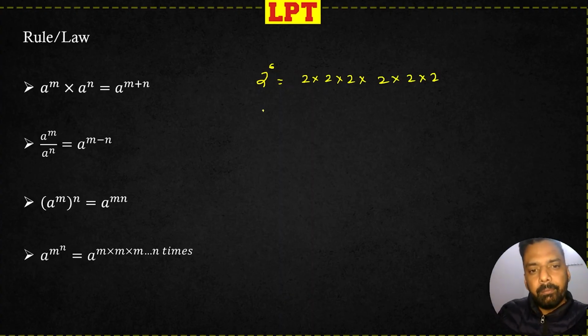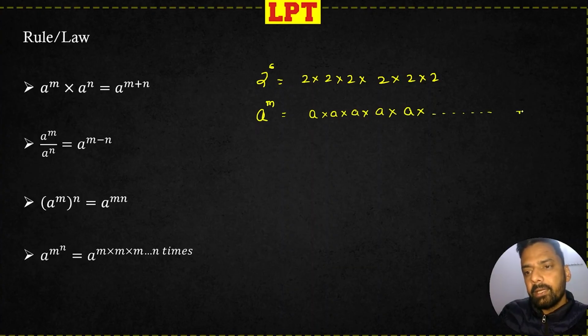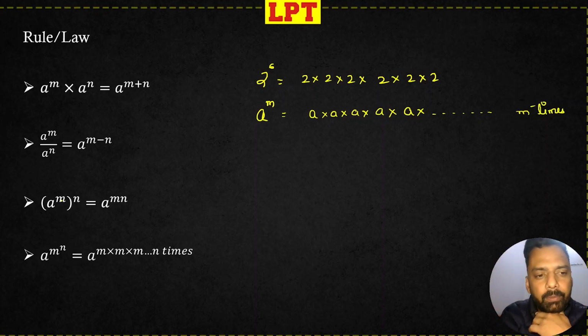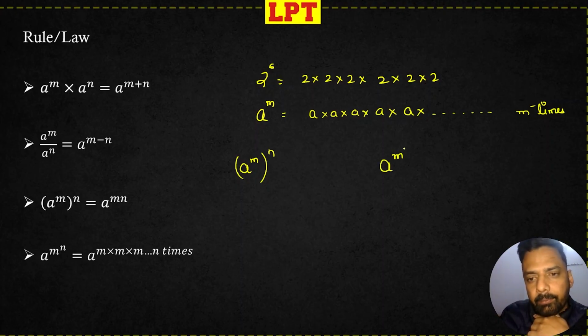So when I have a base raised to some power, let's say m, it simply means that a is repeatedly multiplied, right? A is repeatedly multiplied how many times? M times. That is the significance of the exponent. A to the power m means that number will be multiplied to itself m times. So here it is a to the power m whole to the power n, and the fourth law is a to the power m to the power n. Now these two are different.